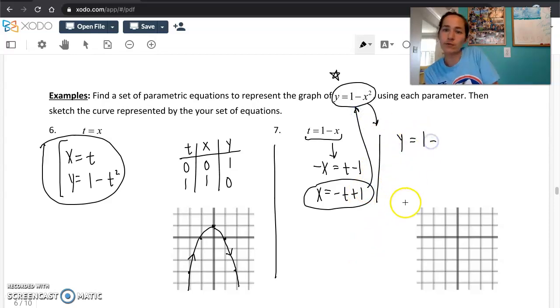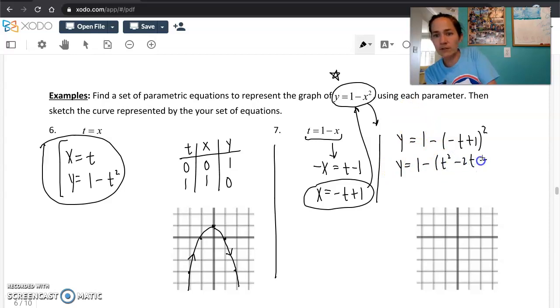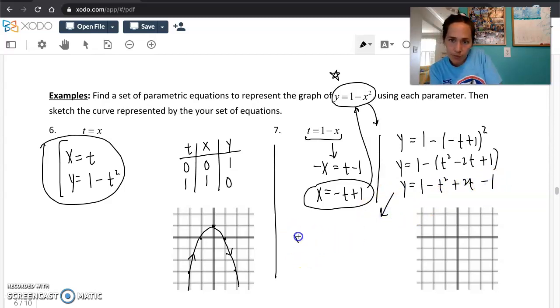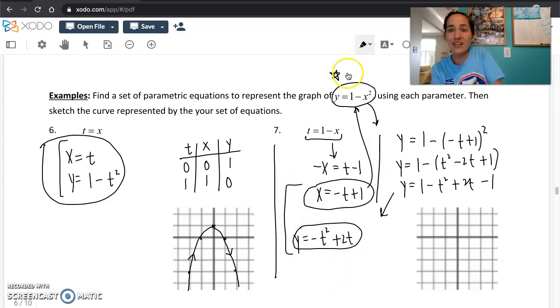So instead of y equals 1 minus x squared, do y equals 1 minus (negative t plus 1) squared. And you want your answer to be simplified. No parentheses in your final answer. So do the algebra. 1 minus t squared minus double the product plus 1 squared. You'll have 1 minus t squared plus 2t minus 1. And then I'll slide this down here. Y equals, let's get this in order, negative t squared plus 2t, and those 1's should cancel. Here is your set of parametric equations that give you that same graph.